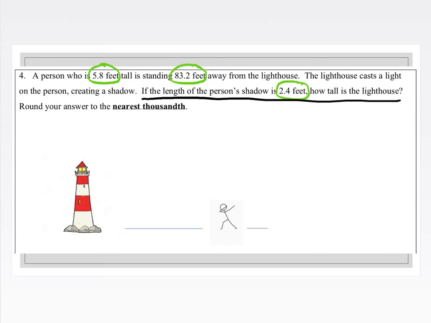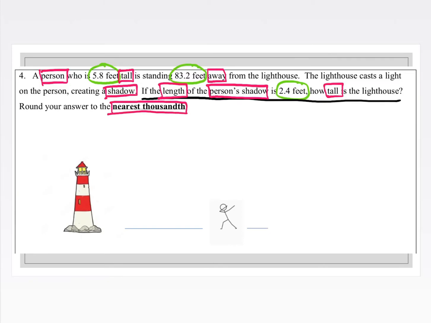Then we're going to box any important action words. So a person who is 5.8 feet tall, we're dealing with the person here, is standing 83.2 feet away. The lighthouse casts a light on the person, creating a shadow. So we know we're dealing with shadows. If the length of the person's shadow is 2.4 feet, we want to figure out how tall is the lighthouse. So we want to ultimately determine the height of the lighthouse, and we need to round our answer to the nearest thousandth.